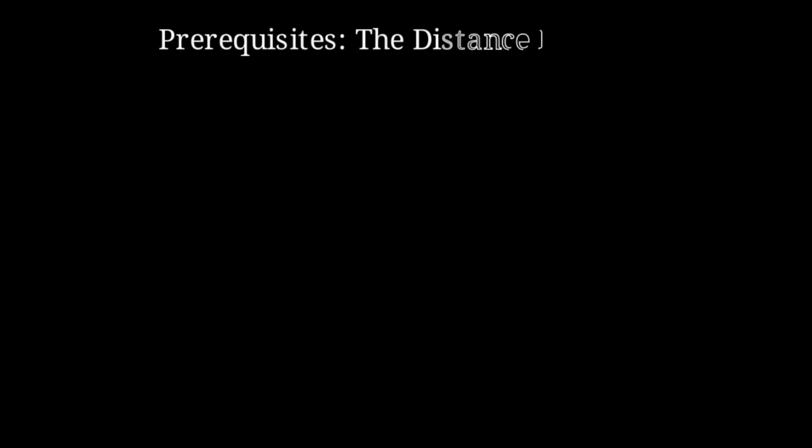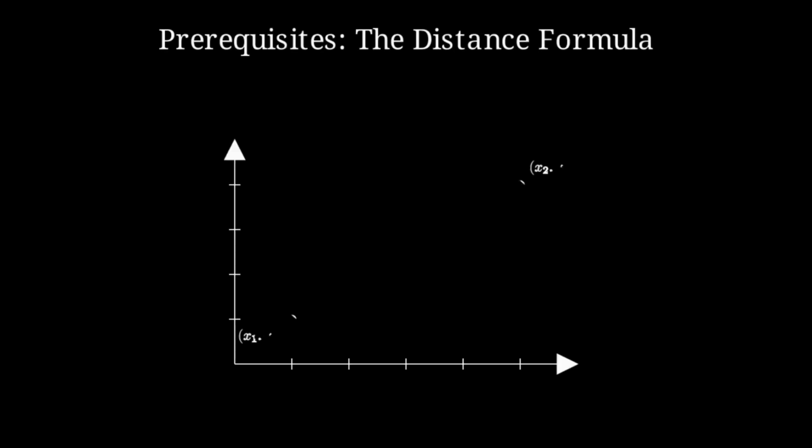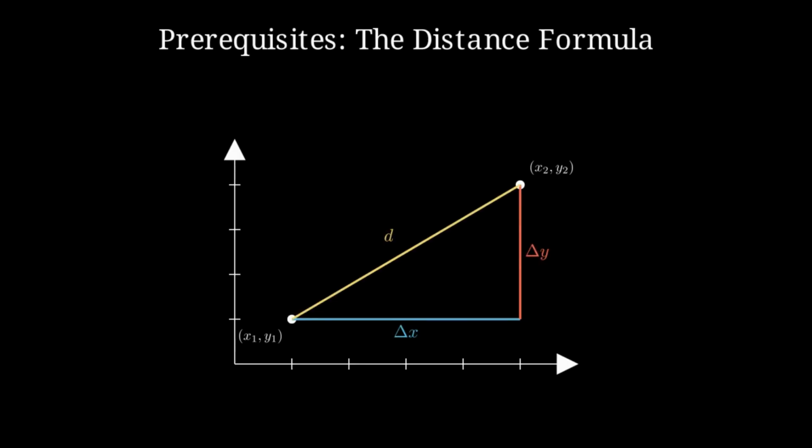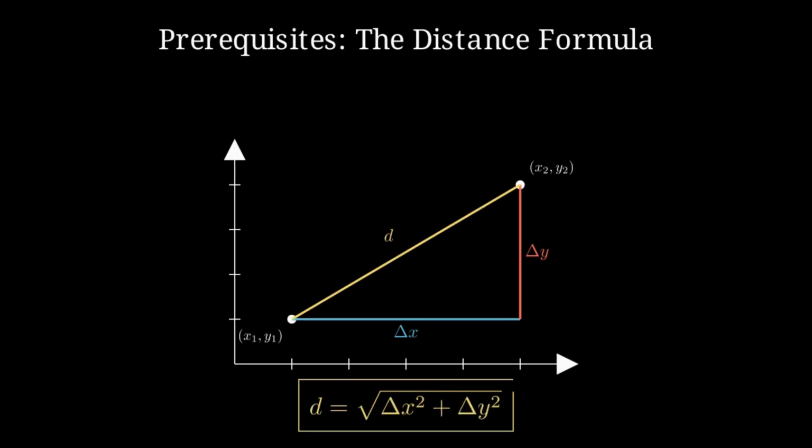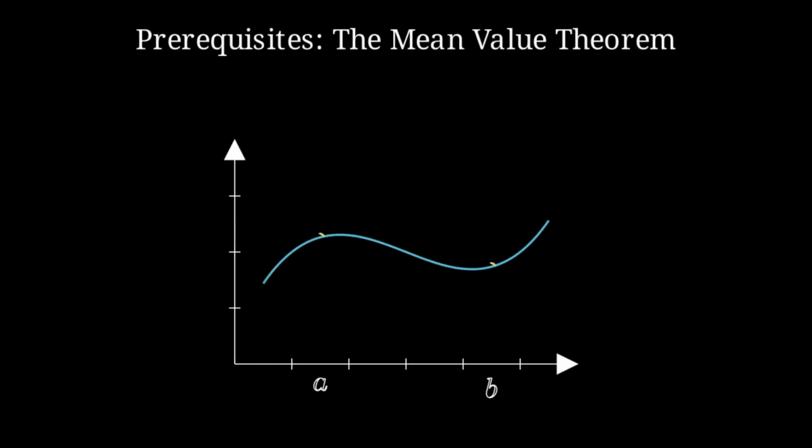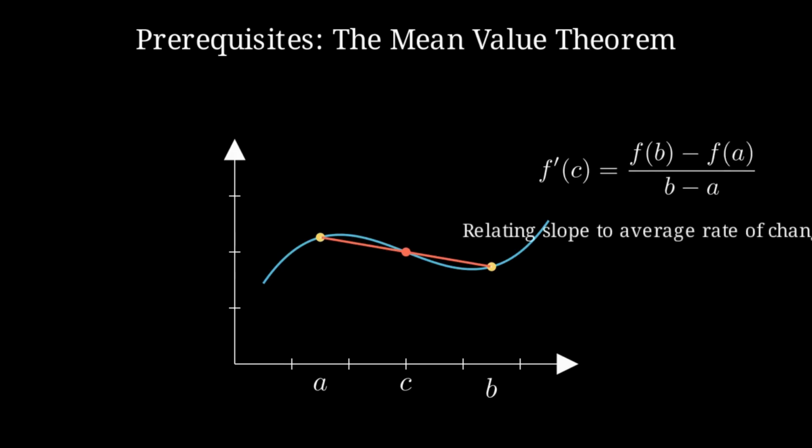Before we dive into calculus, let's recall the Pythagorean theorem. For any 2 points, the straight line distance is the square root of the sum of the squares of the horizontal and vertical changes. This fundamental geometric principle is the building block for our entire derivation. We also need the mean value theorem. It states that for a smooth curve, there is at least one point where the instantaneous slope equals the average slope over an interval. We will use this to replace vertical changes with derivatives later in our proof.